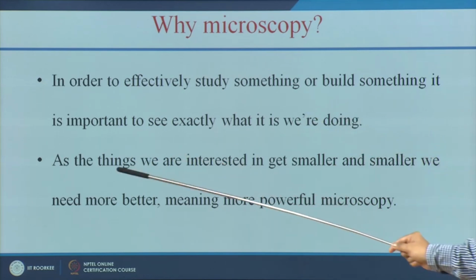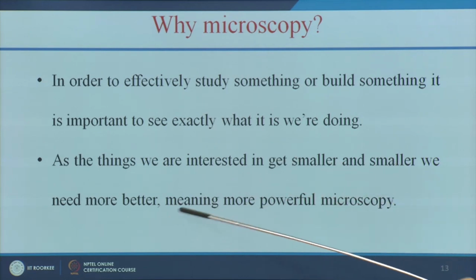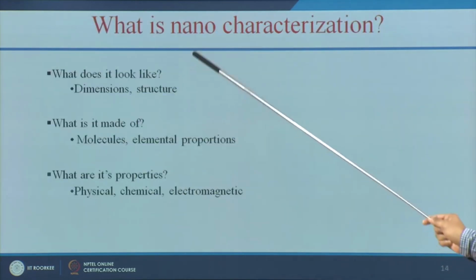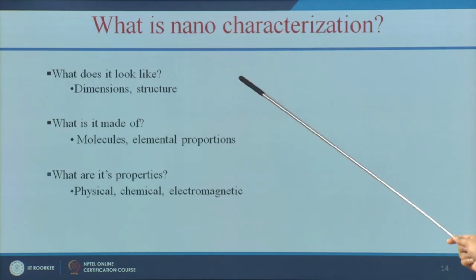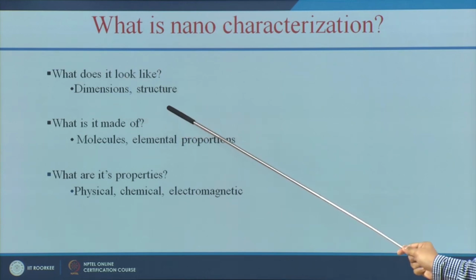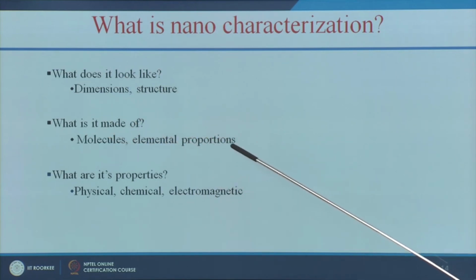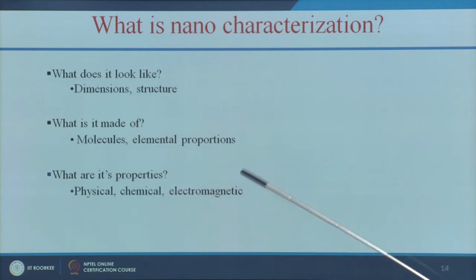As the things we are interested in are getting smaller and smaller, we need a more and more powerful microscope to understand the nano structures. So, what will you understand by this nano characterization? You will get an idea about the dimension and the structure of the nanoparticles, and also what kind of material it is made up of, what the elemental proportions are, and what the physical and chemical properties are. These are the things you can understand by nano characterization.